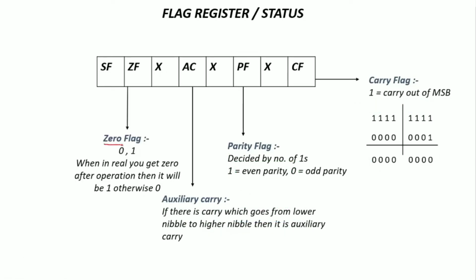Now we are going to learn about zero flag. Zero flag can either be 0 or 1. When we have done any kind of operation and we got 0 as our result, then the zero flag will be equal to 1. And if we don't get 0 as the result after the operation, then our zero flag will be equal to 0. It is a very basic thing and very easy to understand, and I hope that you would have understood it. So let's move forward.